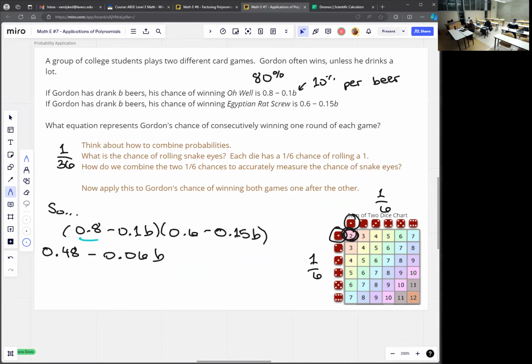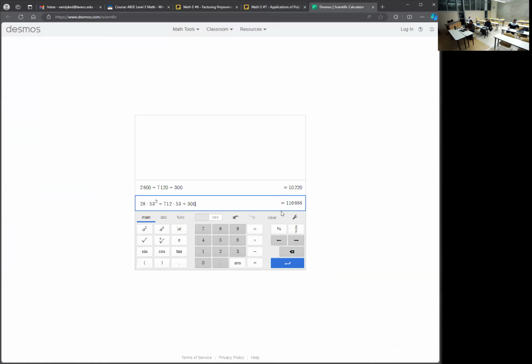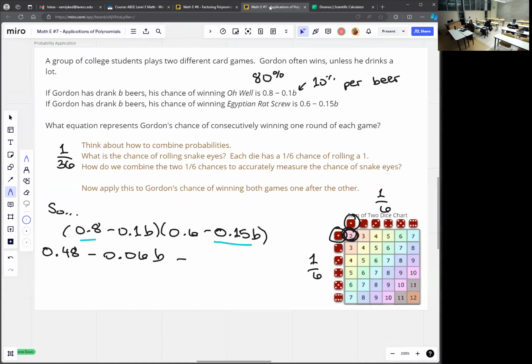Okay, so what have we done? We've done our first, we've done the inside. I'm doing them in the wrong order for FOIL. Anyway, let's do the outside. So a negative is going to be negative 0.8 times 0.15. Let's cheat and use our calculator. 0.8 times 0.15 is 0.12.